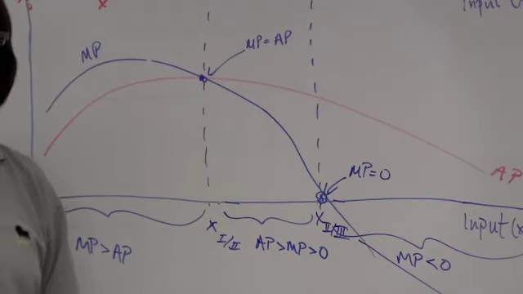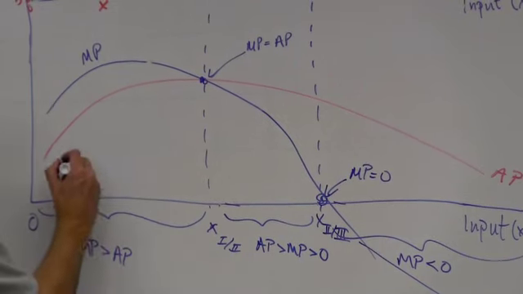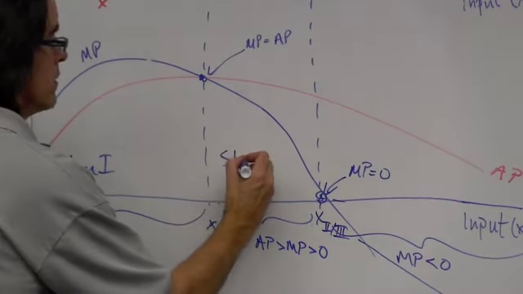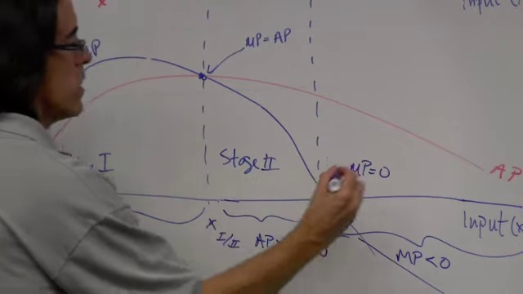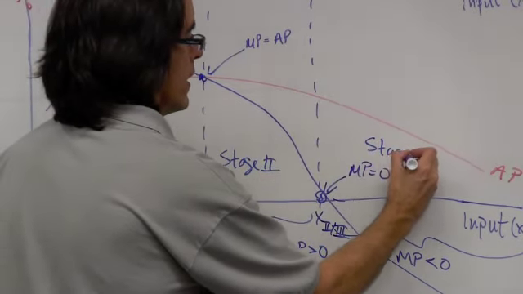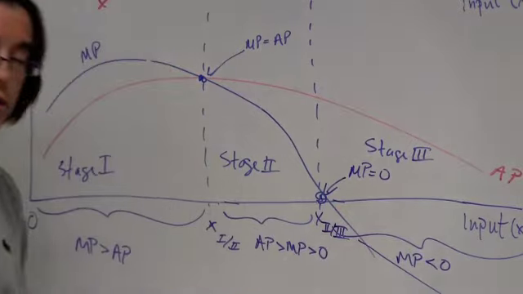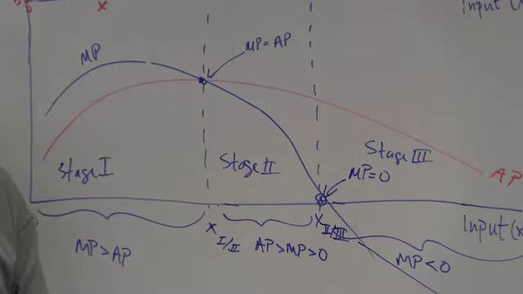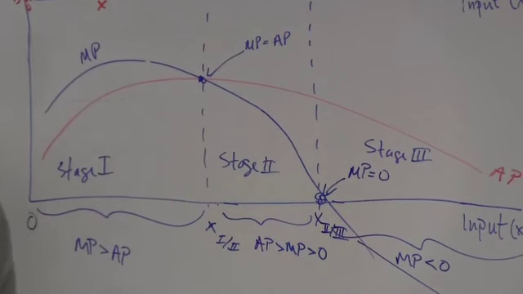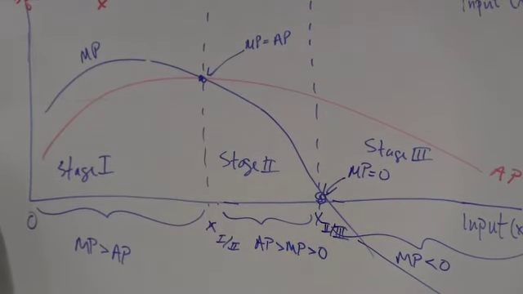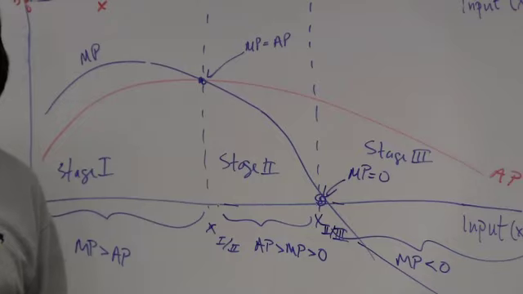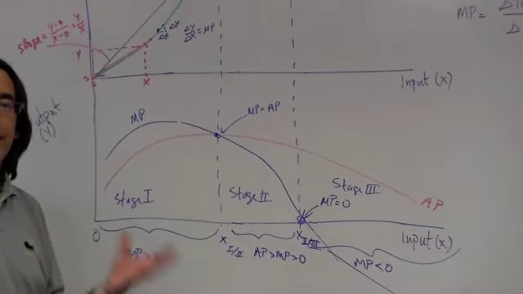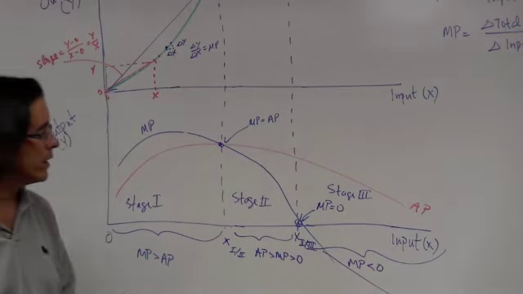So how can we characterize these ranges? Well, first of all, let's just call them stage one, stage two, and stage three. So using these characteristics of production, mainly the average product and the marginal product at the various points, can we throw out ranges of input use, levels of the input x, that makes no sense? So let's start with the easy one.